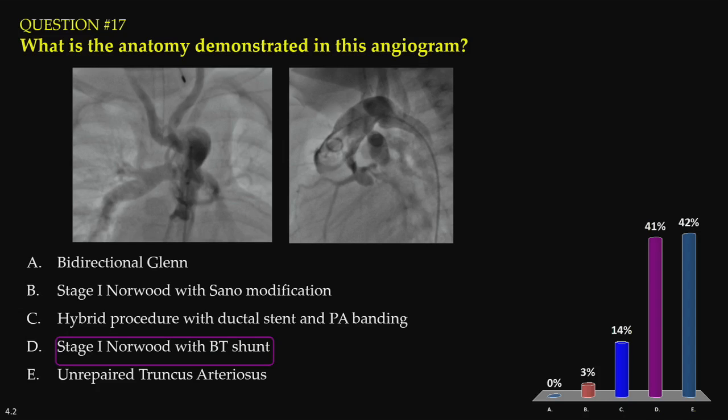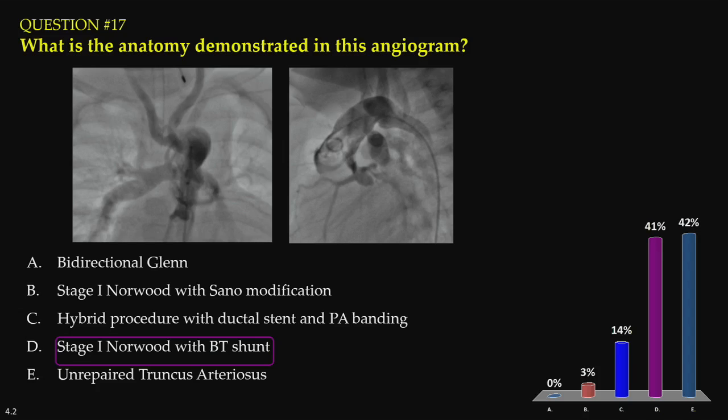This right here is your biggest clue. This is the native aorta. This is the neo-aorta. So this is a Damus-Kaye-Stansel. And so you know you had a stage 1, so it's either going to be B or D. And then you don't see any sign of a Sano, and in fact, you wouldn't see the PAs from this injection if it was a Sano, right? The only way to see the pulmonary arteries, which you see over here, from an aortic injection is with the BT shunt.